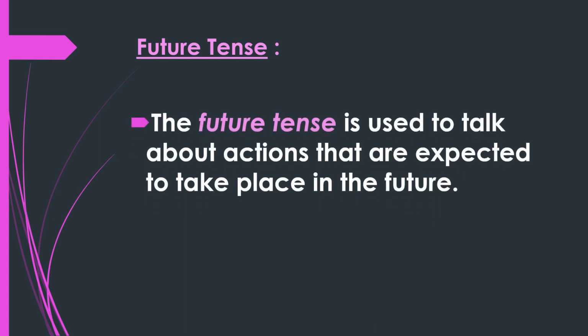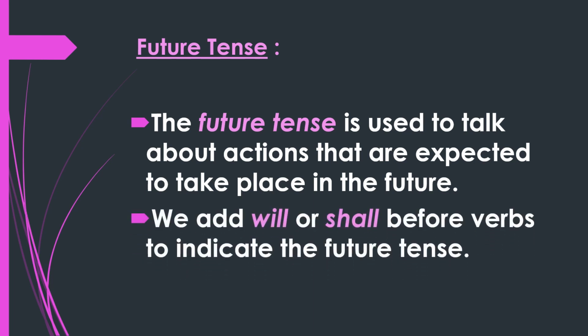So what is the future tense? The future tense is used to talk about actions that are expected to take place in the future, which means that the action has not yet happened or is not happening now, it is going to happen in future. It can happen tomorrow or day after or next week or next month or probably next year or any time in the future. Remember, we add will or shall before verbs to indicate the future tense.